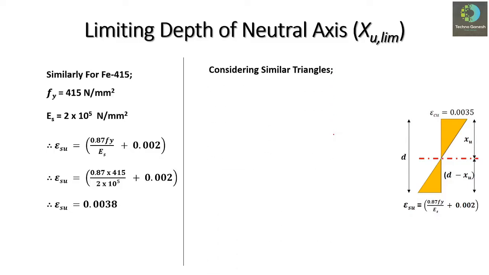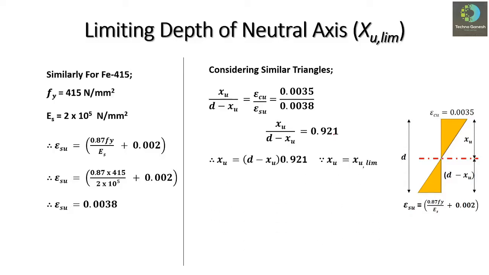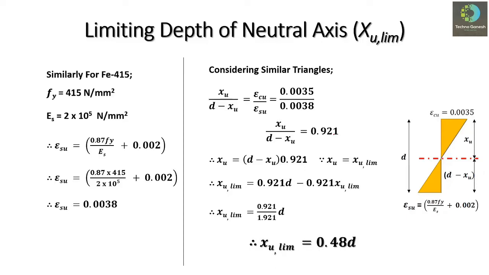So again, by using the similar triangles concept, let us find out the value of XU. If we simplify these equations, we'll get the value of XU limiting for Fe415 grade of steel as XU limiting equals 0.48 times D. So this is the equation for limiting depth of neutral axis for Fe415 grade of steel. Remember this equation, or you can note down these equations for your further reference.